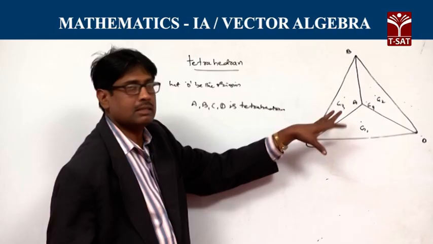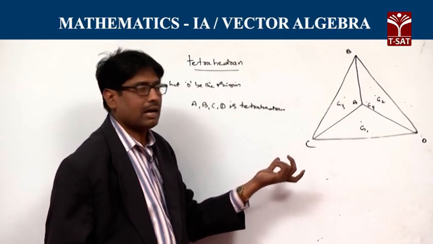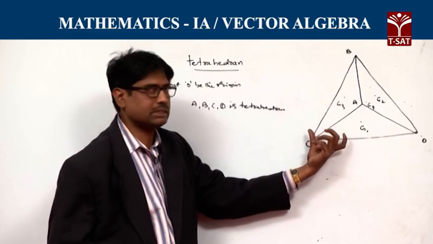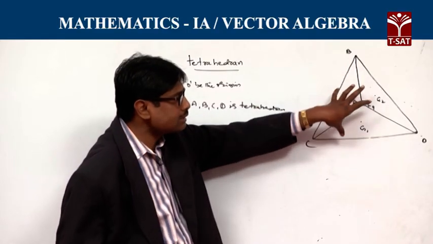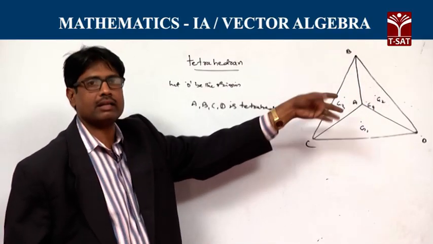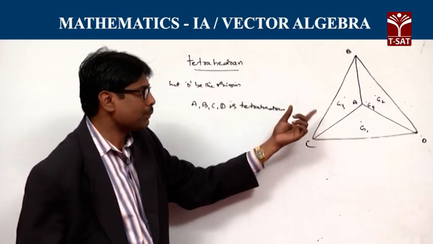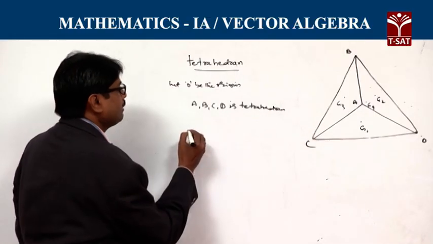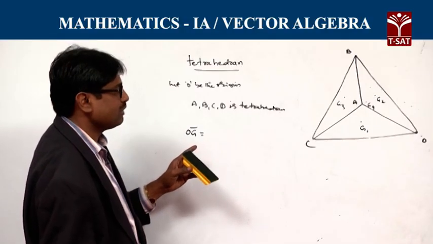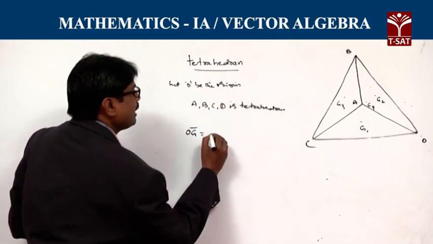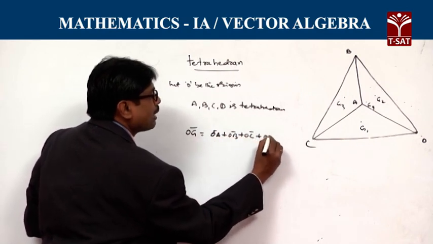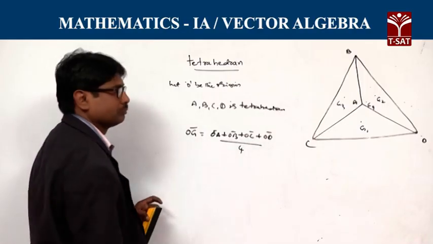be the medians. Same method as earlier, how we proved that the centroid divides the median in the ratio of 2:1, here the concurrency point of medians divides the medians of the tetrahedron in the ratio of 3:1. On applying the same method, the centroid OG bar of the tetrahedron with vertices A, B, C, D will be OA bar plus OB bar plus OC bar plus OD bar divided by 4.